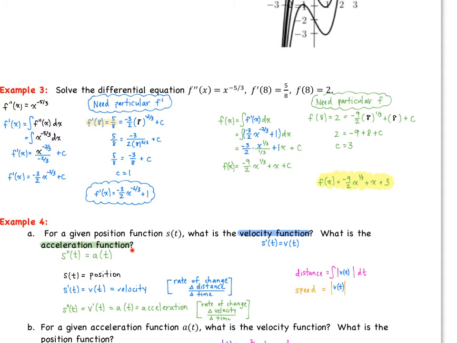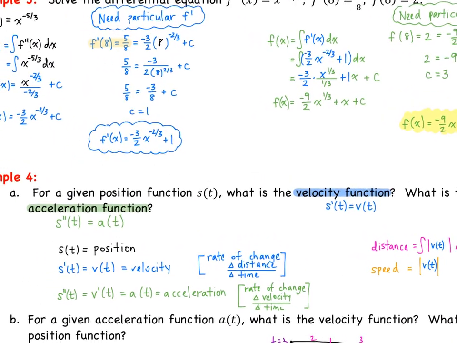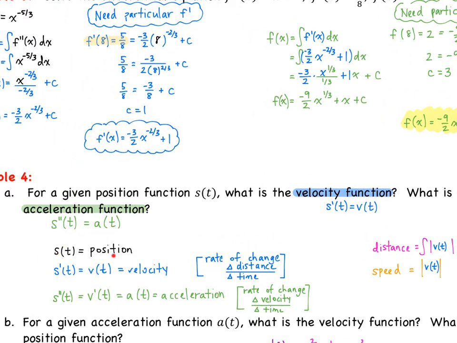And what's the acceleration function? That's s double prime, okay? So in a nutshell, if we call our position function s, then s prime, which we typically call v of t, is our velocity. And s double prime is really the derivative of velocity, which we call acceleration, a of t. Velocity is a rate of change: change in distance over change in time. And acceleration is the change in velocity over the change in time.